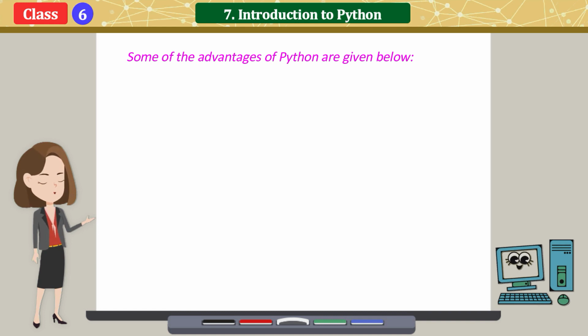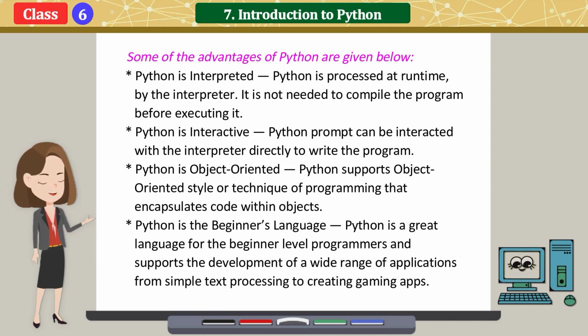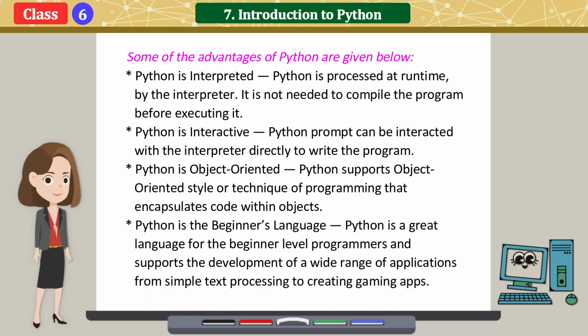Some of the advantages of Python are given below. Python is interpreted. Python is processed at runtime by the interpreter. It is not needed to compile the program before executing it. Python is interactive. The Python prompt can be interacted with the interpreter directly to write the program. Python is object-oriented. Python supports the object-oriented style or technique of programming that encapsulates code within objects.